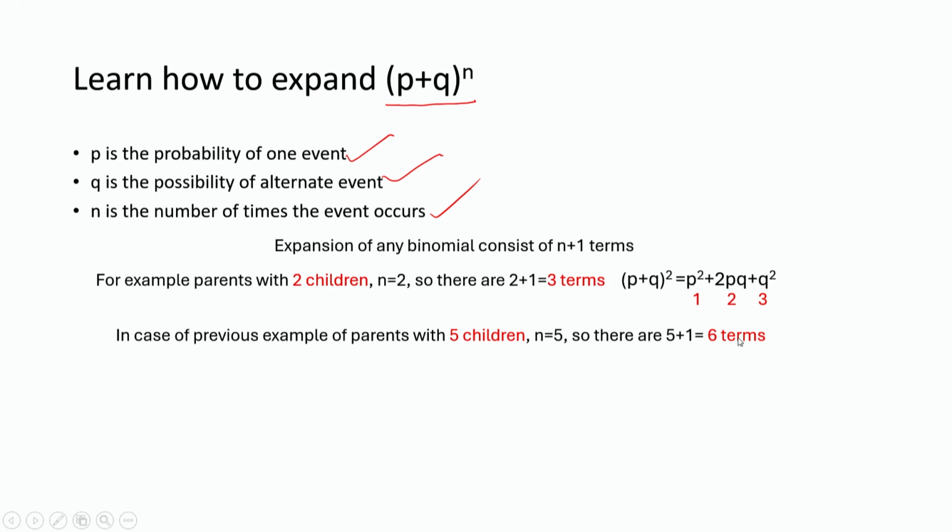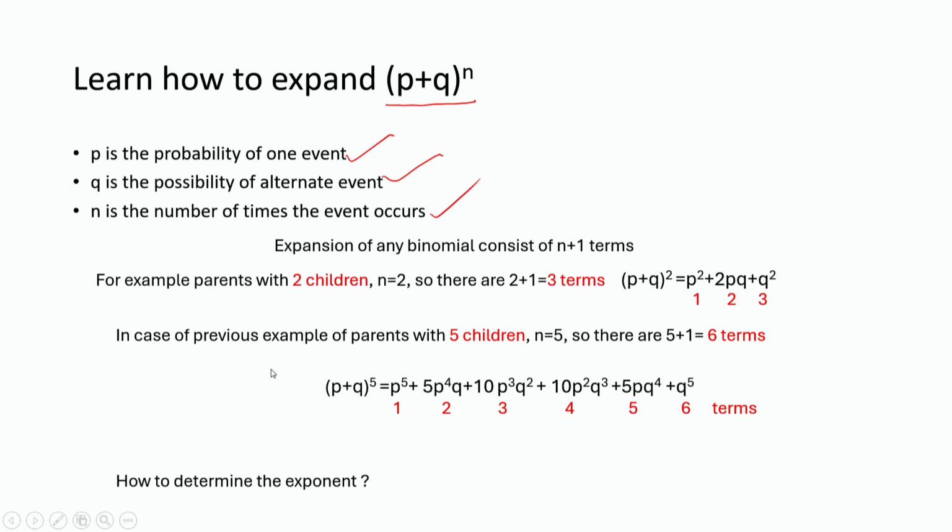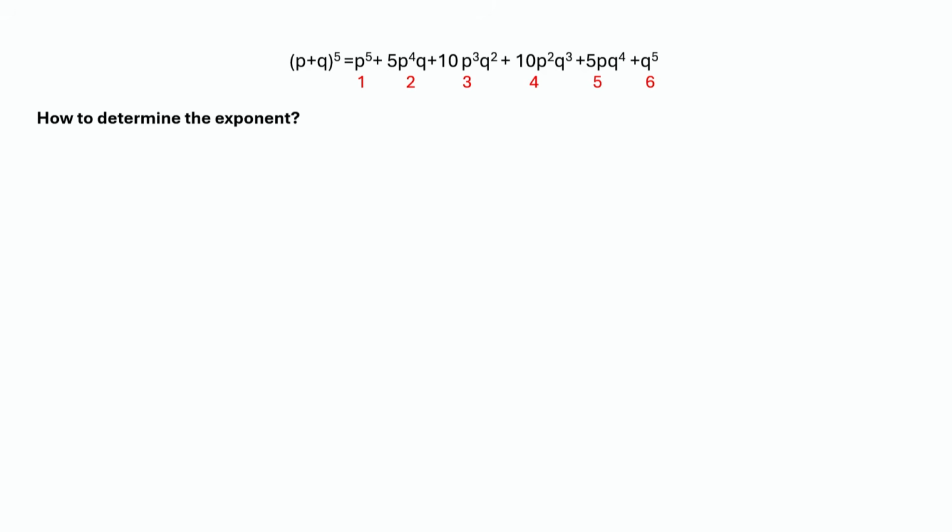So how are we going to expand? How many terms are we expecting? 6. And how are we going to expand these terms? See, when we have 5 plus 1, 6, we have 1, 2, 3, 4, 5, 6 terms written here. And as I said, each term has a position number. Now the question is, how will you know what the exponent will be? So what is the exponent? The exponent is this, right? And what will be the coefficient? Coefficient is this. How are we going to determine this? So let's learn one thing at a time. We'll talk about how we are going to determine the exponent.